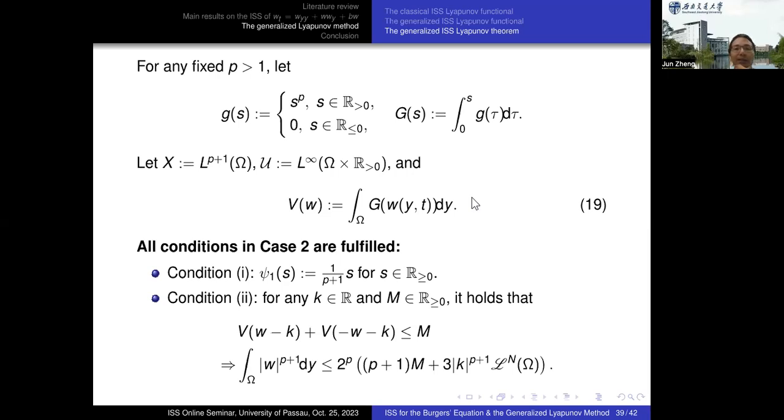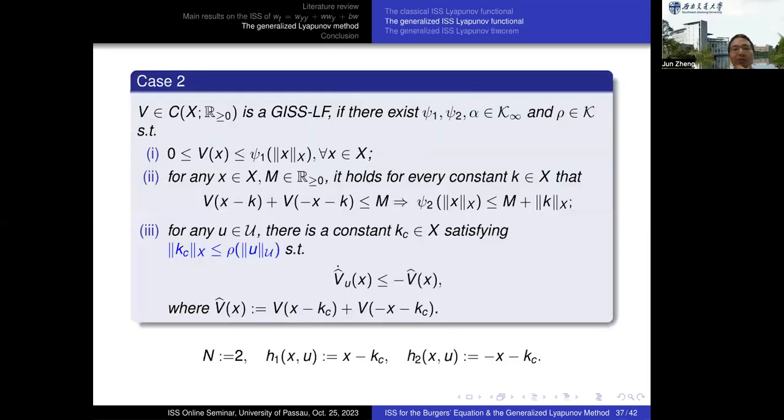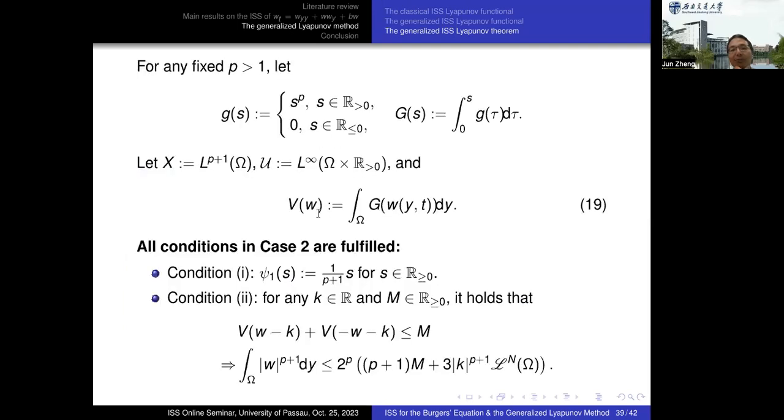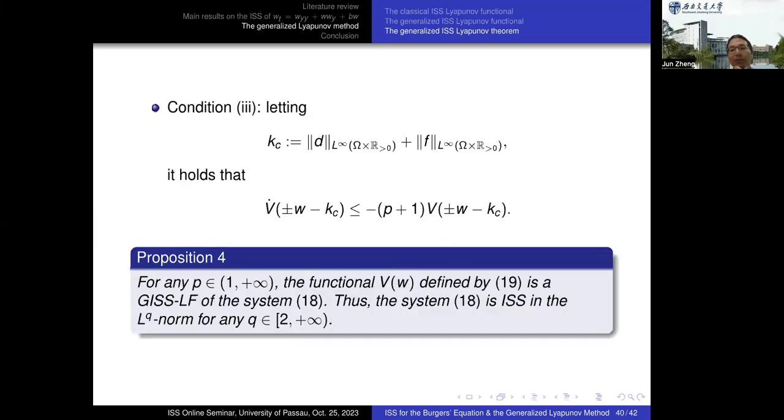In particular, in the third condition of case 2, we can define the constant Kc by using the sum of the boundary disturbances and in-domain disturbance, and verify that the derivative of this functional satisfies this differential inequality. So we can conclude that such a V is a generalized ISS Lyapunov functional. Furthermore, we can conclude that the system is ISS in the spatial L^q norm for any q no less than 2.